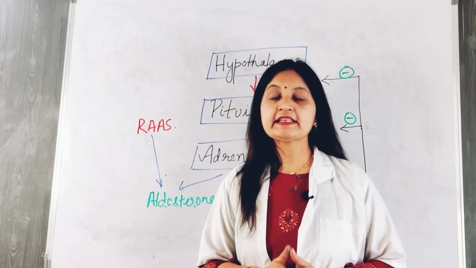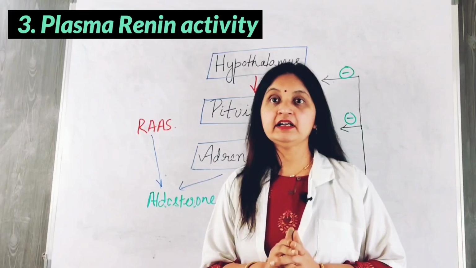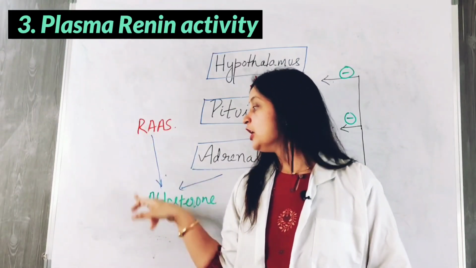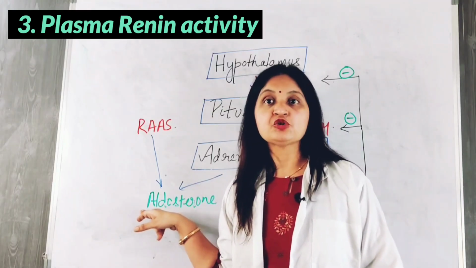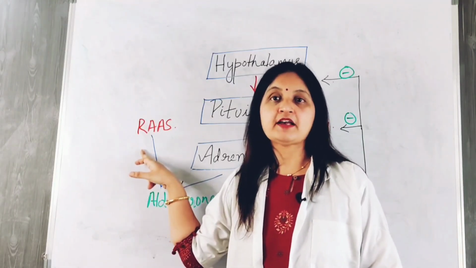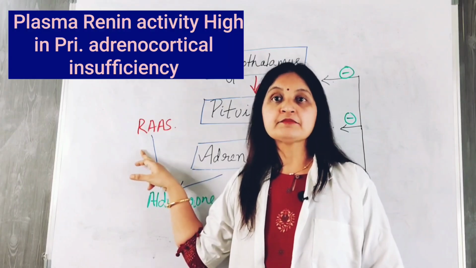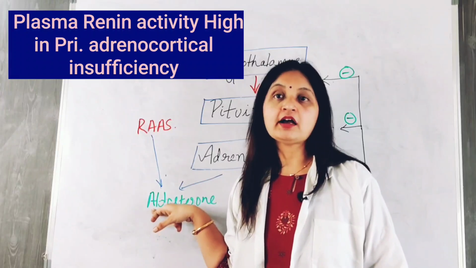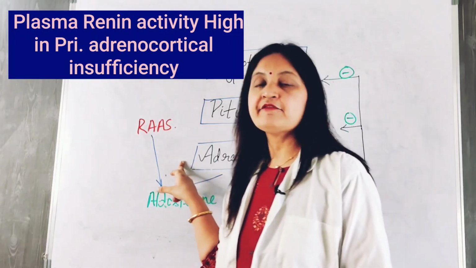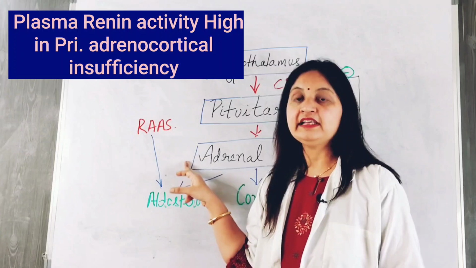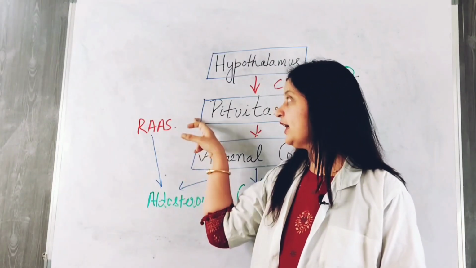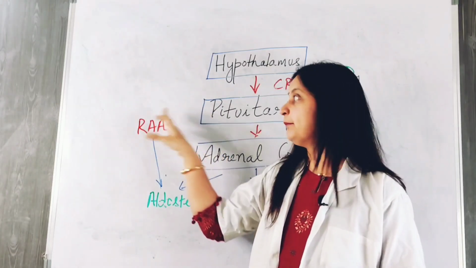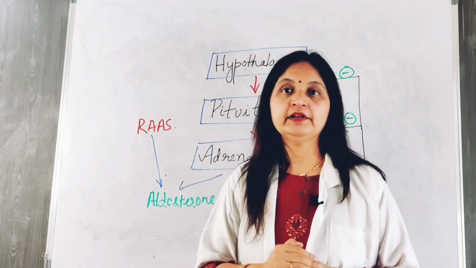The third laboratory test is plasma renin activity, and we have learned that aldosterone is under the control of the renin-angiotensin-aldosterone system. So deficiency of aldosterone leads to a compensatory response, increasing the plasma renin activity. So the plasma renin activity is high in aldosterone deficiency, which occurs in primary adrenal insufficiency where there is a disorder of the adrenal glands. Whereas in secondary adrenocortical insufficiency where there is a problem in the pituitary gland, the plasma renin activity is normal.